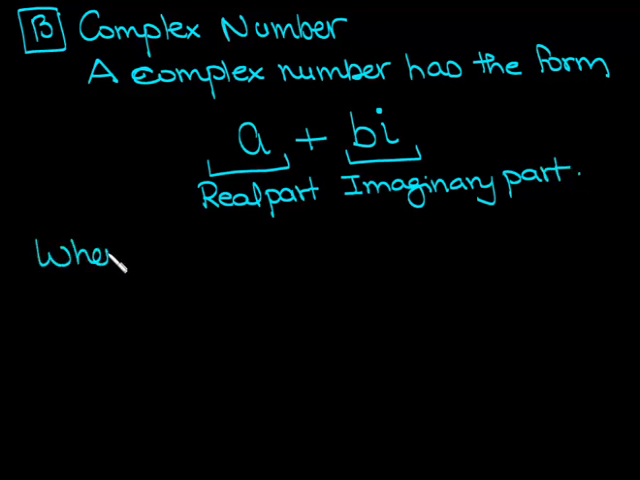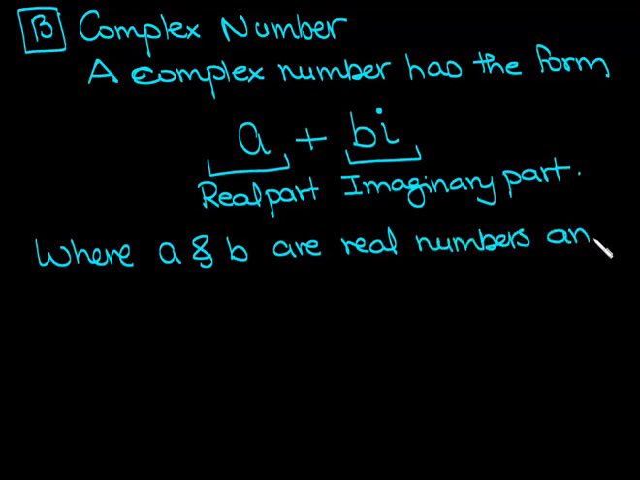Where a and b are real numbers, they're just your regular real numbers, and i is your special quantity here. i is equal to the square root of -1. That's how we defined i. Okay, so now let's take a look at how that's going to help us take care of negative radicals, the square root of negative numbers. That way we can justify them.